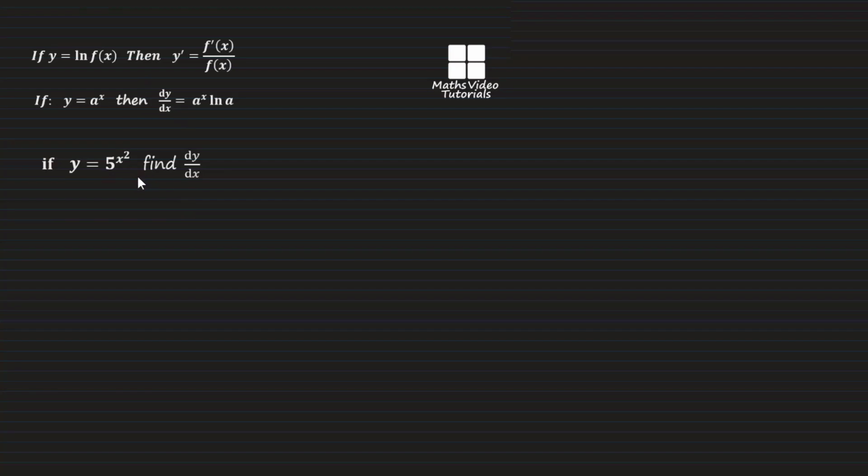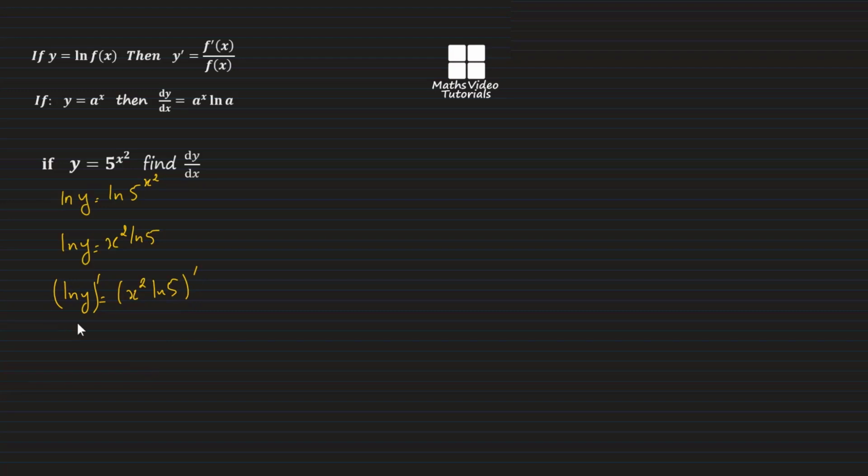So the first thing we need to do is to take the natural log of both sides. So ln y on the left hand side is equal to ln 5 to the x squared. And then we're going to apply the power rule for logarithms. That will allow us to move the index outside the natural log. So it's going to be x squared ln 5. And then we take the derivative of both sides.